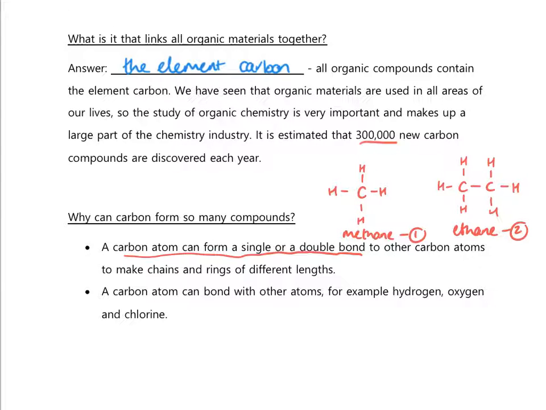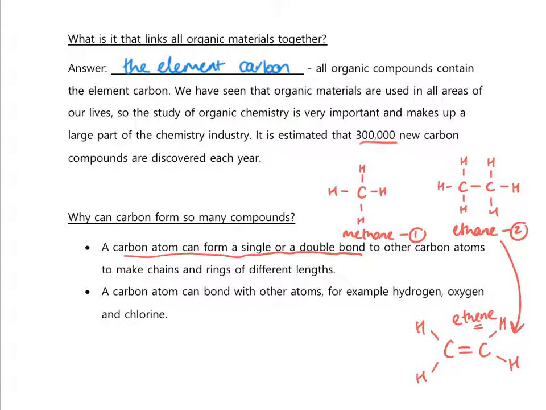It can also form double bonds to each carbon atom. So for example, if we look at ethane, if we put a double bond between our carbons instead of a single bond, there would actually only be room for 2 hydrogens on each carbon atom. And that's a molecule that we call ethene, not ethane.